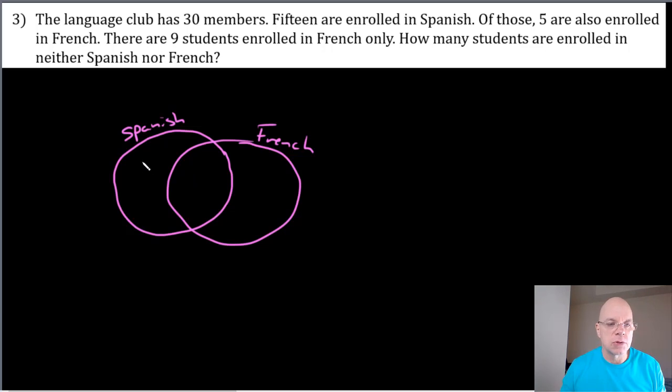The common error that students will make is as soon as they read that 15 are enrolled in Spanish, they'll put a 15 here, but that's like saying that none of those 15 students are also taking French, and we don't know that yet.